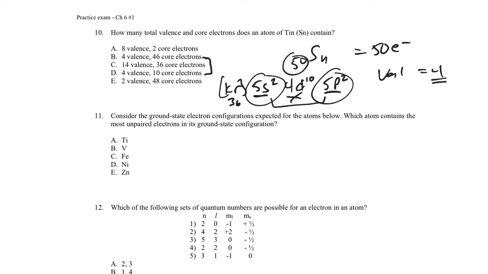Now the core is just the remaining. Everything that's not a valence electron is a core electron. So then we have 46 core electrons. So 4 and 46.